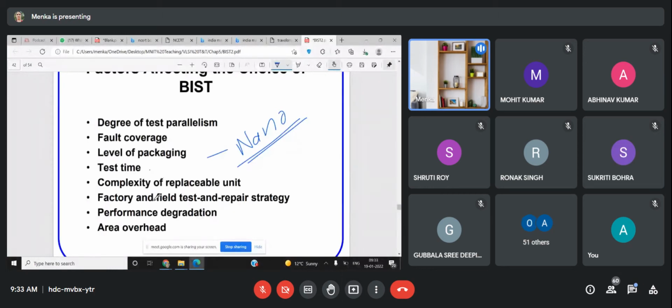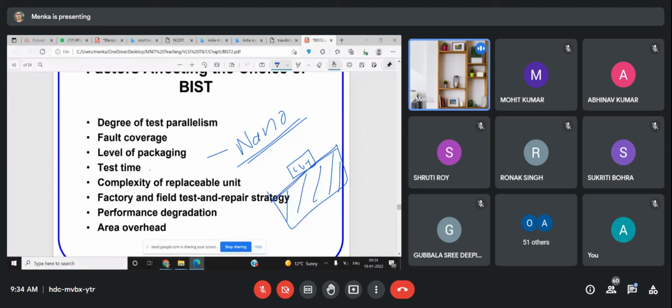Factory and field test and repair strategy. Performance degradation, area overhead means how much extra area is needed apart from the active area of the chip. Let's say this is the CUT area and this is the BIST area. So sometimes it might be possible that you can bear with this area, but every time you can't.